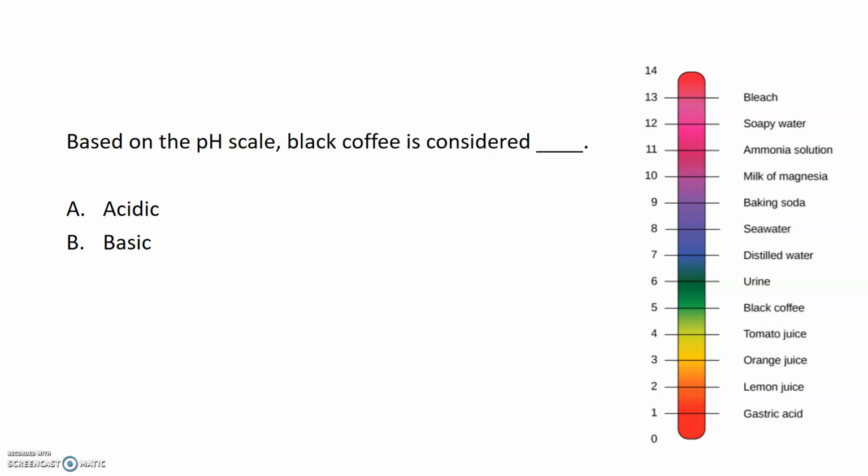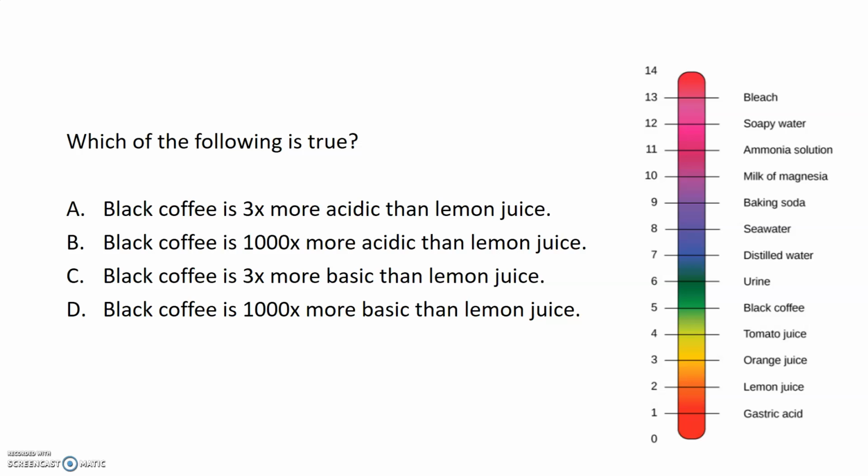I want you to take a second, look at this pH scale here, and just based on the numbers, determine if you think black coffee is acidic or basic. Pause the video, take a second. Black coffee is down here at pH 5, and since that is below 7, coffee would be considered acidic on the pH scale.